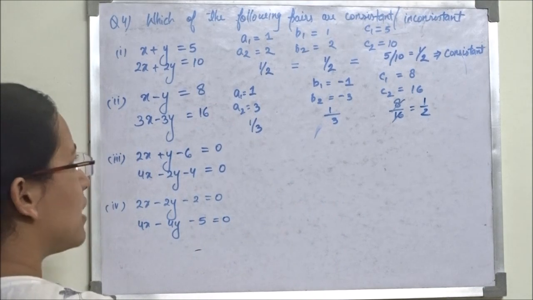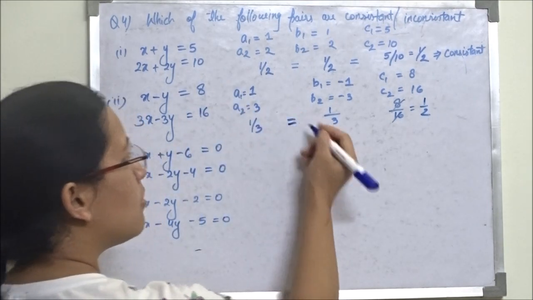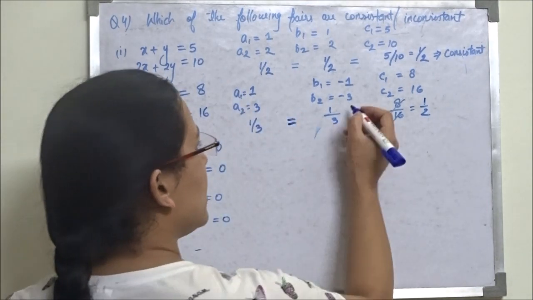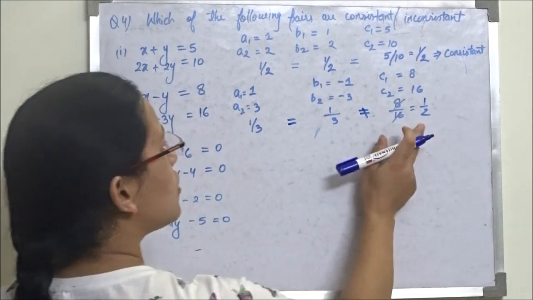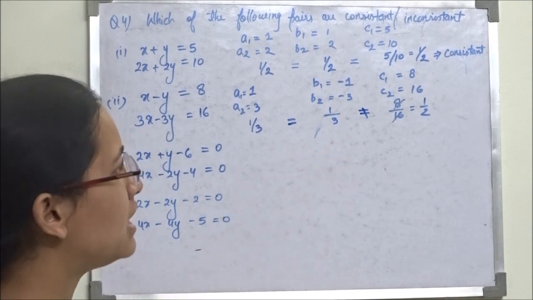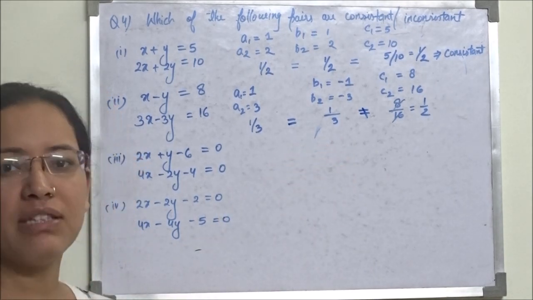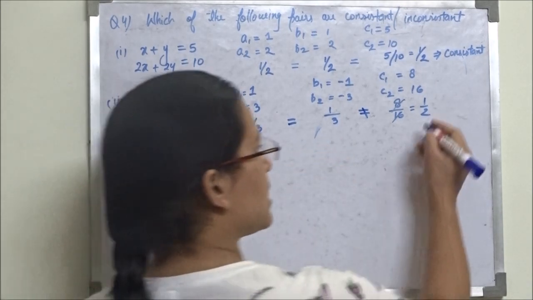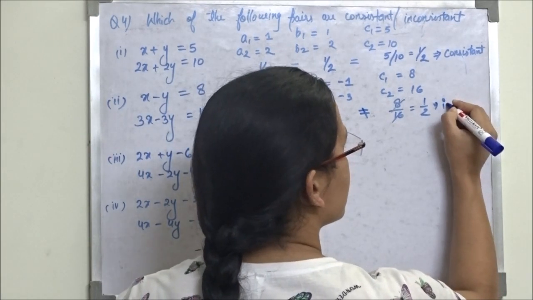So clearly here we can see the ratio a1 by a2 is equal to b1 by b2, but that is not equal to the ratio c1 by c2. So this is the case of parallel lines, and parallel lines means no solution, that means it is an inconsistent equation.